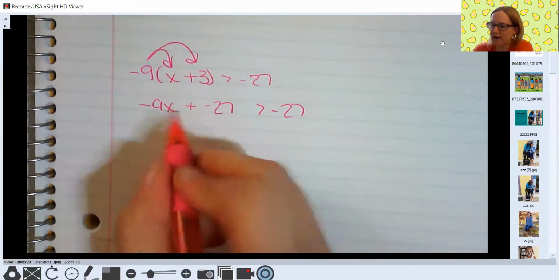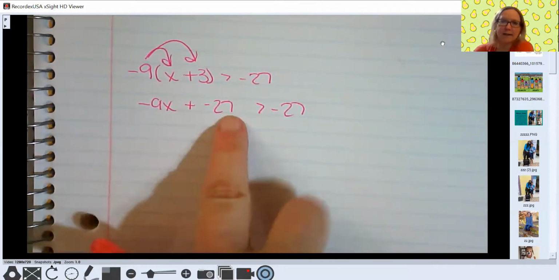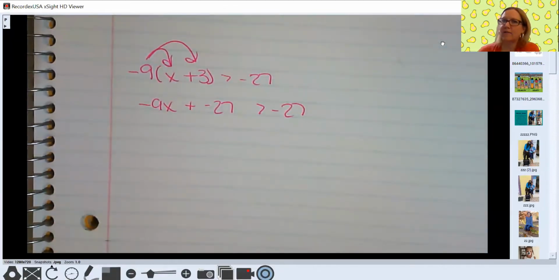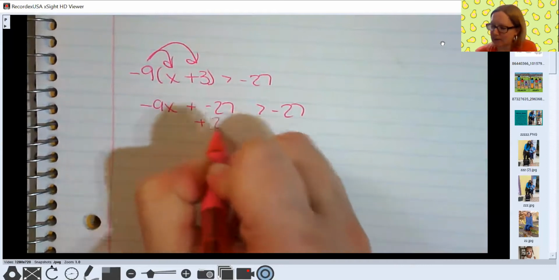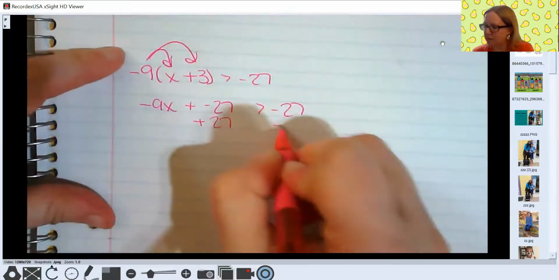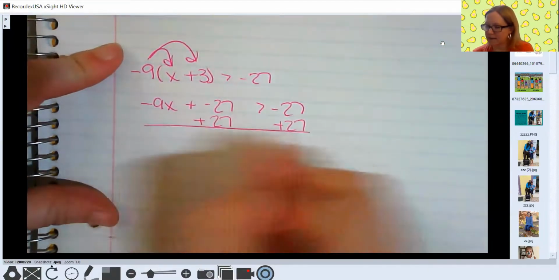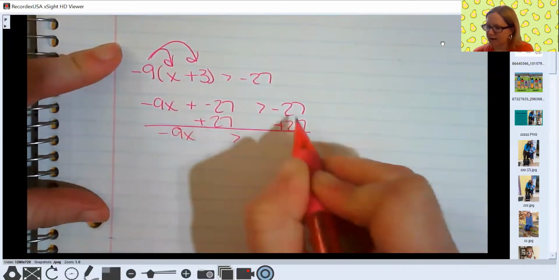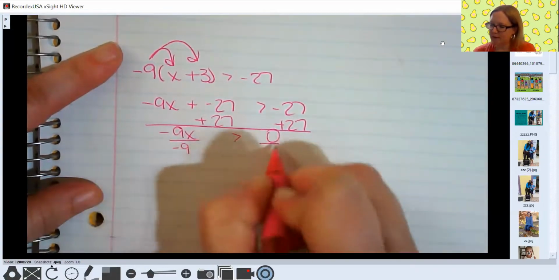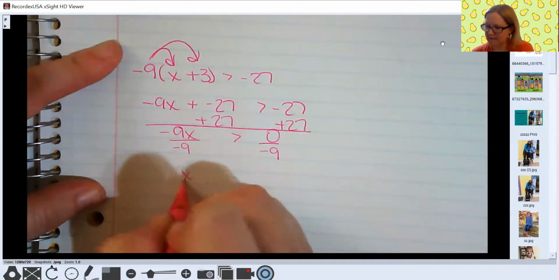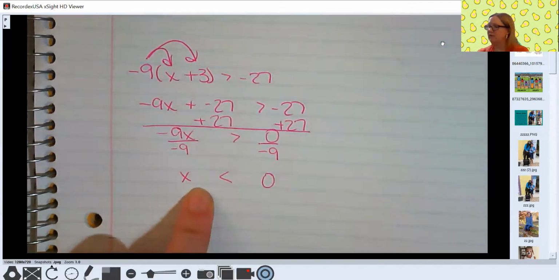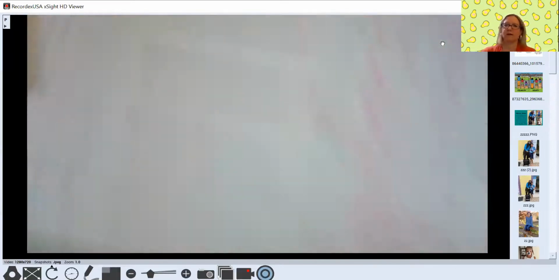Now I would apply my inverse of adding -27, which would be to subtract -27. I know subtracting a -27 is the same as adding a +27. Another way to look at that is that it's a 0 pair right there. So that gives me -9x is greater than -27 plus 27, which is 0. Then divide both sides by -9, and I get x, and then of course this is going to be 0. I divided both sides by a negative, so reverse the symbol. So I still get x is less than 0. Either way, you get the same answer.